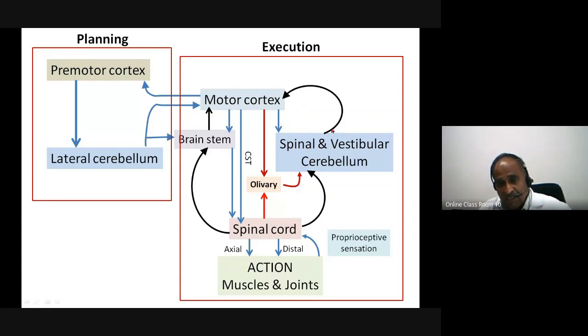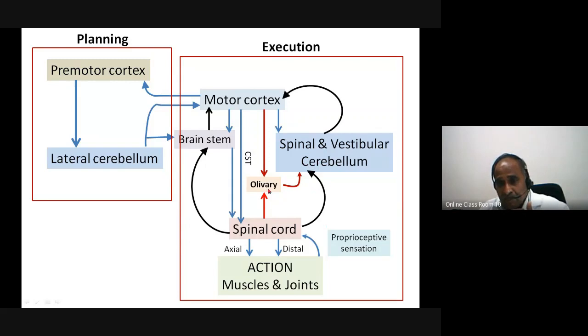Whether that is correct or corrective measures are taken place. This is one component. And then from the muscles, the proprioceptive inputs will reach the spinal cord. From the spinal cord, they will reach the cerebellum, either as the ventral spinocerebellar tract, as I was describing, or the dorsal spinocerebellar tract.